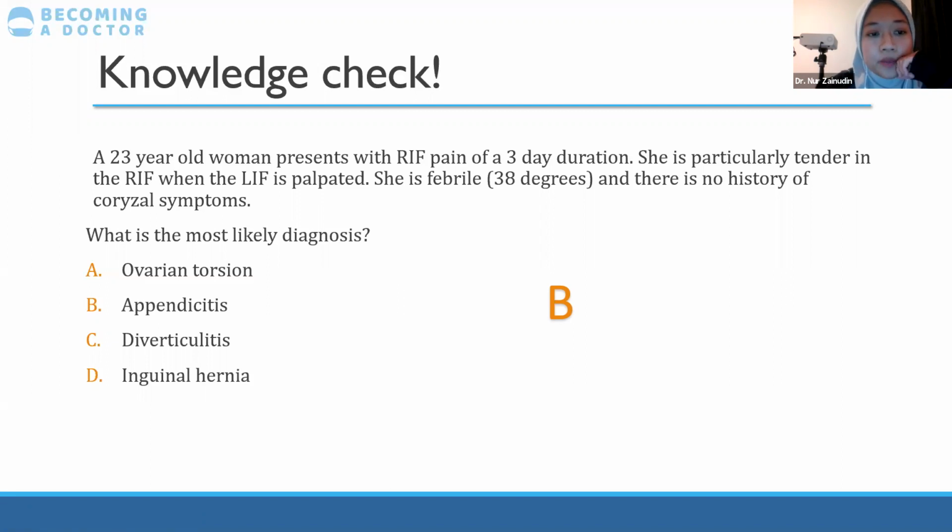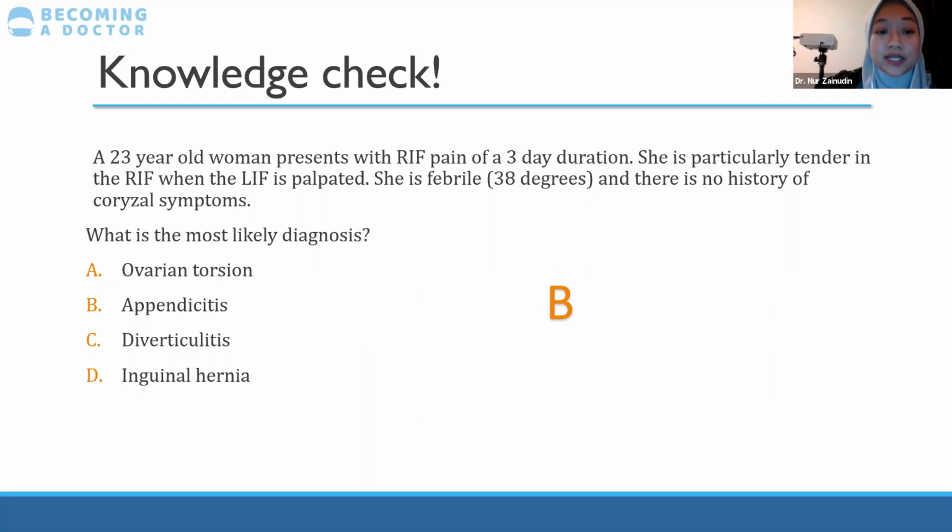Diverticulitis is quite uncommon in a 23-year-old. It's more common in the elderly, and a lot of patients with diverticulitis tend to have diverticular disease on the left side, so a lot of people will present with left-sided pain instead of right. And inguinal hernia, they don't travel, so it's not going to change when you do the left iliac fossa palpation where the pain goes to the right.